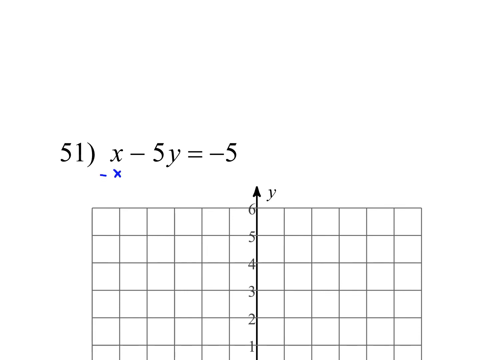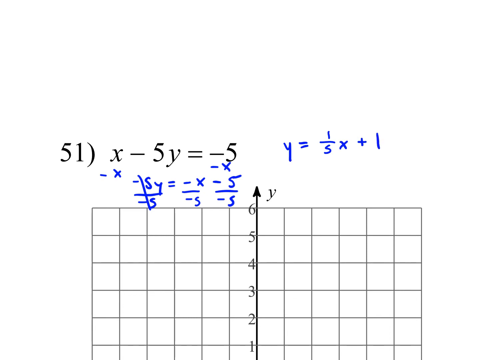Subtract the x, perfect. So if negative 5y is equal to negative x minus 5, and what else can I do? Divide everything by negative 5. So I have y equals 1 over 5x plus 1.